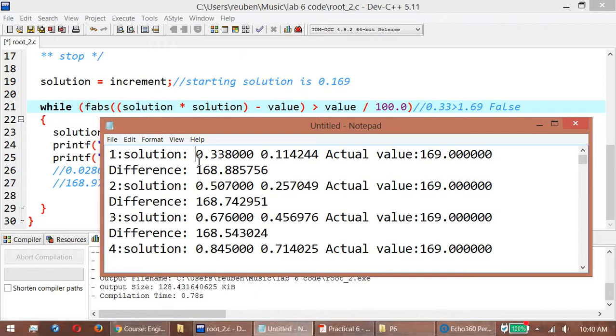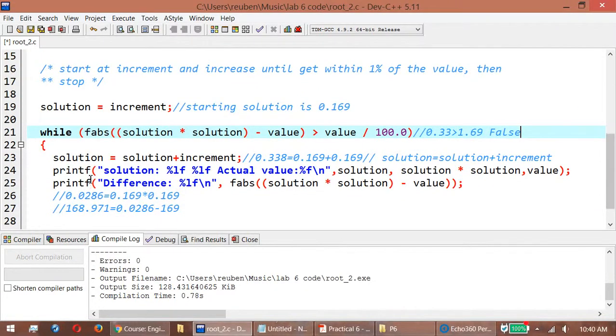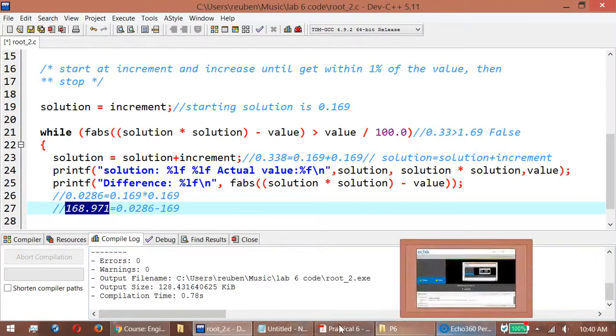So our first guess, remember, is 0.169. You square it, you get 0.026286. And then you subtract it from the actual value we are looking for. The actual value is 169, right? So you see 168.97 is the distance to the solution. Of course, if the difference was 0, we got the solution, correct? But the distance is so high. So the difference is 168.97.